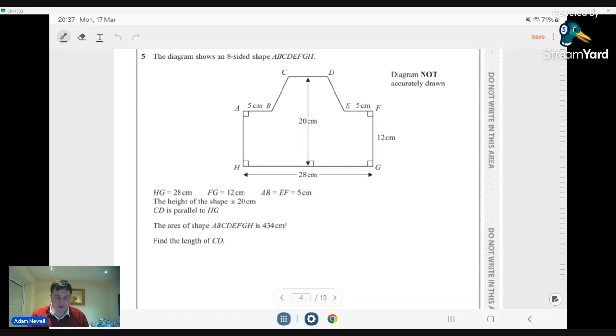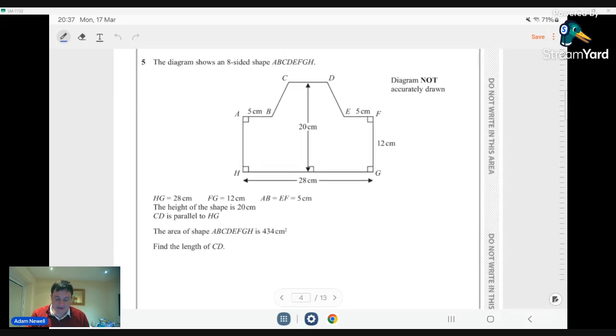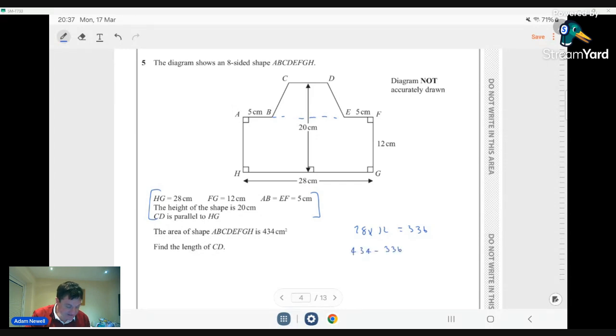Okay, question number 5 then. We've got this 8-sided shape. All this information here is filled into that 8-sided shape. It tells us the area of the shape is 434. So I'm going to say that this rectangle down below is equal to 28 multiplied by 12. 28 multiplied by 12 is equal to 336. So therefore, the trapezium must be 434 take away 336. 434 take away 336 gives me a value of 98.